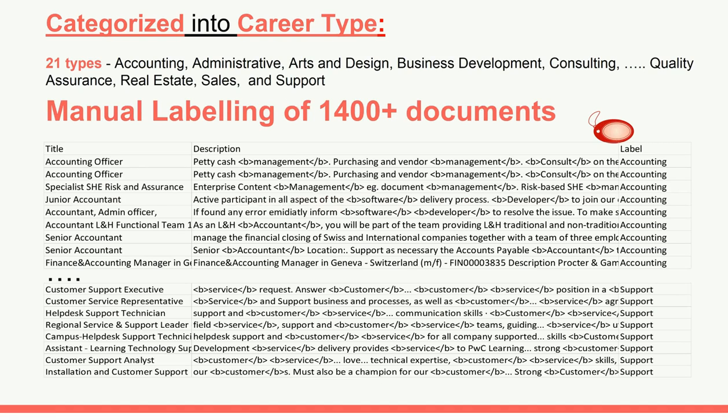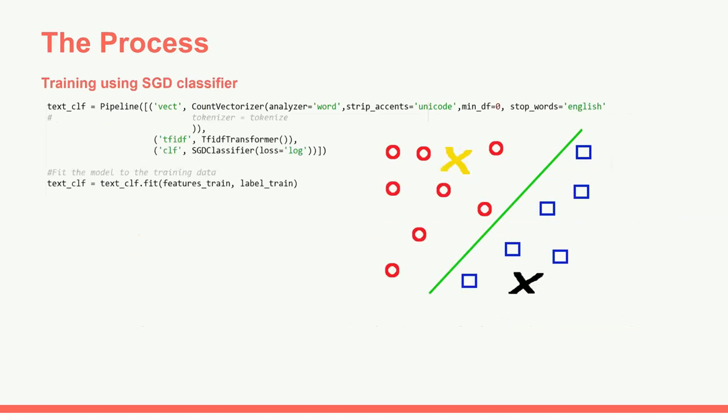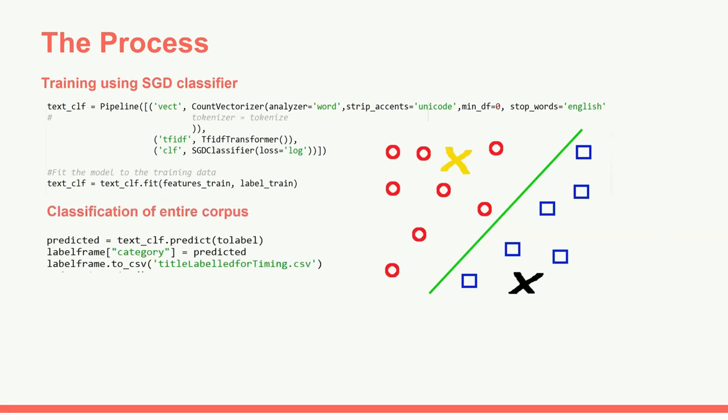For classification, job postings were classified into career types and had 21 different types of careers. We manually labeled 1,400 job postings and made use of scikit-learn's stochastic gradient descent algorithm to perform the classification. First, the algorithm was used to train a support vector machine model. Next, we used the trained model to classify the entire corpus.